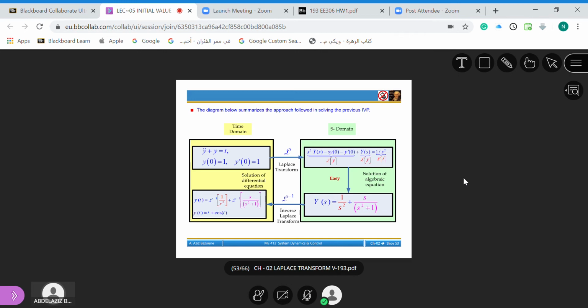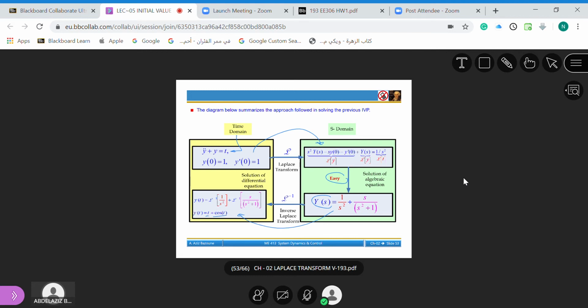Now, if you look at the previous problem that we just solved, the differential equation was given in the time domain like this: y squared plus y double dot plus y is equal to t, with these initial conditions. From the time domain, we went to the S domain through the Laplace transform. We took the Laplace transform of both sides, found this, and then solved for Y of s. We found it like this at the end, and then through the inverse Laplace transform, we found the solution t plus cosine t.